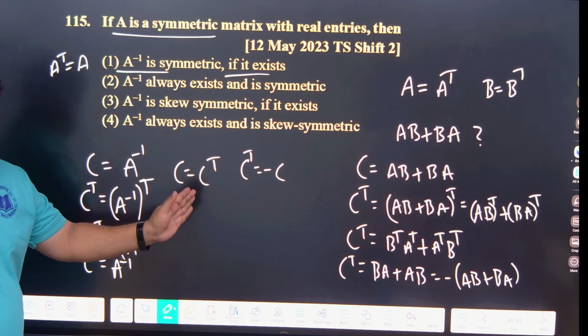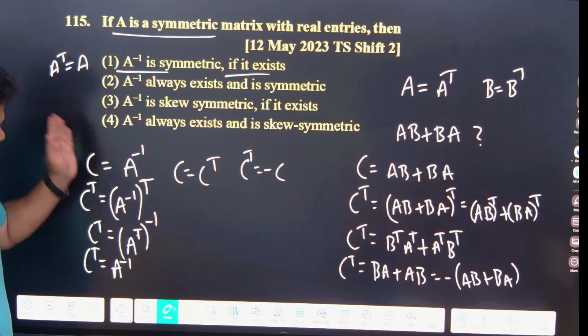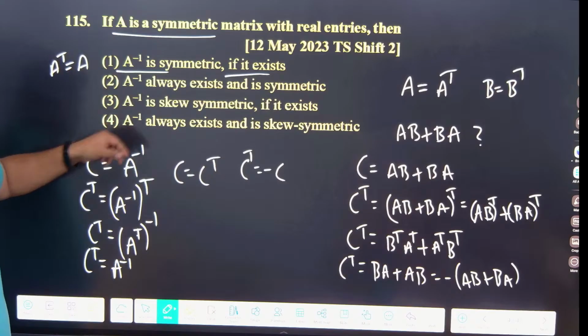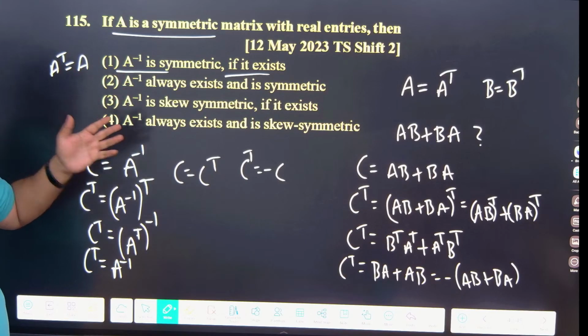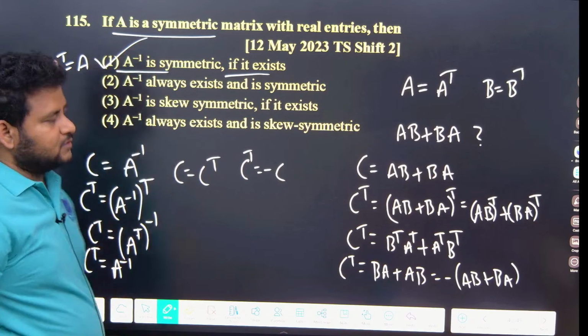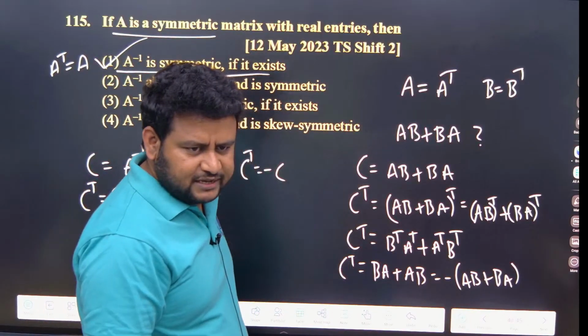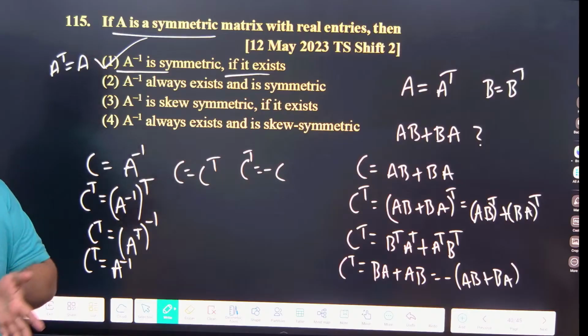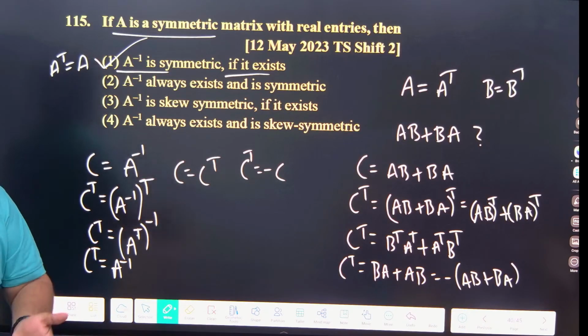C is equal to C transpose. So that means A is equal to A transpose, we got it. So that means if A is a symmetric matrix, then A inverse is also a symmetric matrix if it exists. You remember this one; you don't have to solve it like this in the exam. I have told you for your reference. If A is a symmetric matrix, its inverse is also a symmetric matrix.